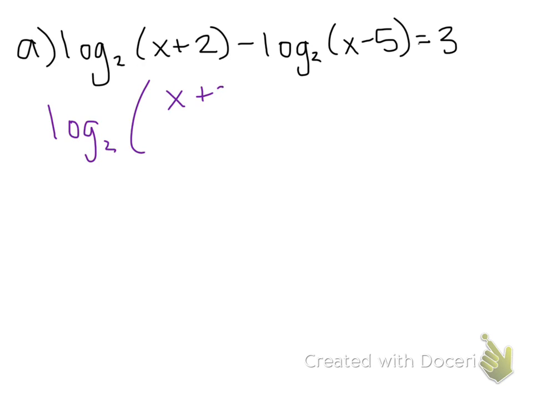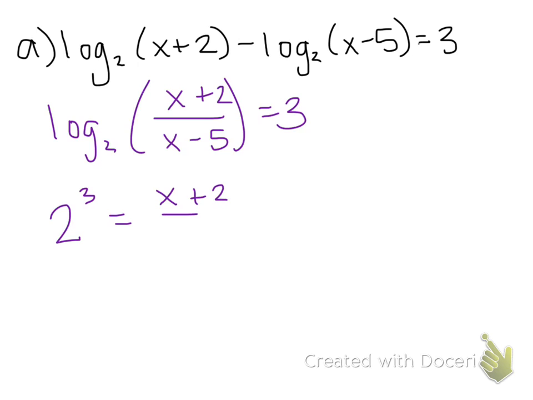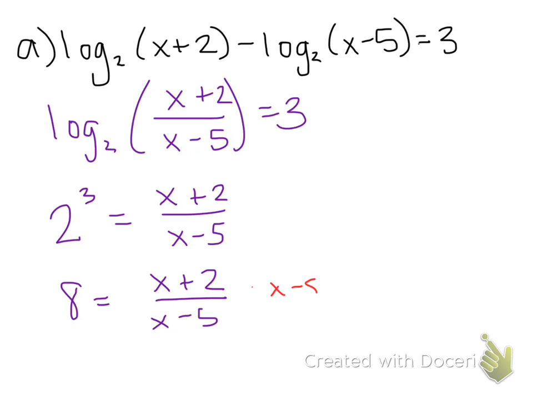So I have x plus 2 over x minus 5 equals 3. And now we need to put it in exponential form, so it will look like this. It'll be 2 to the third power equals x plus 2 over x minus 5. 2 to the third power equals 8. To clear the fraction, we're going to multiply both sides by the denominator of x minus 5.